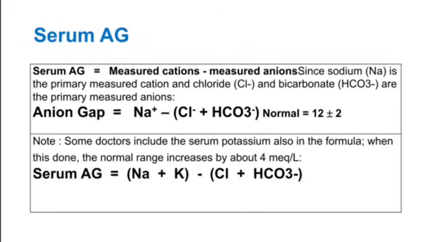Some physicians also include potassium, because potassium also comes in that formula in some textbooks, but it is negligible, so we may not consider potassium most of the time. If you are considering potassium, then it is sodium plus potassium minus chloride plus bicarbonate. That is the best formula, but many doctors may not add potassium because it is very negligible, like 3.5 or 2.5. So we can either calculate with the original formula, sodium plus potassium minus chloride plus bicarbonate, or for practical purposes sodium minus chloride plus bicarbonate. Normal is 12 plus or minus 2.